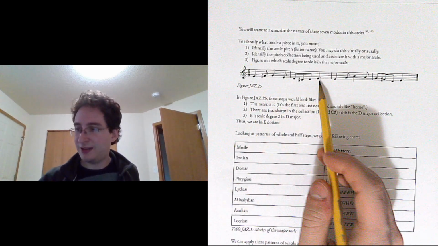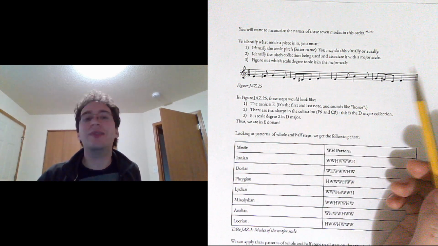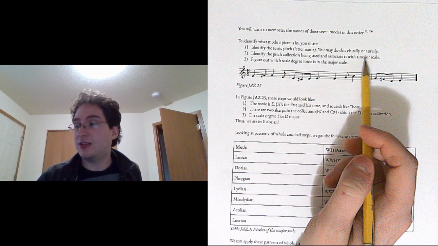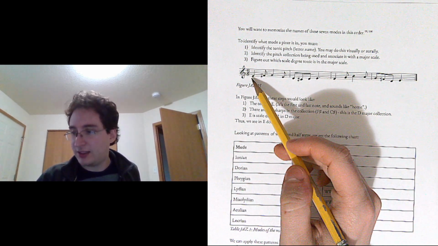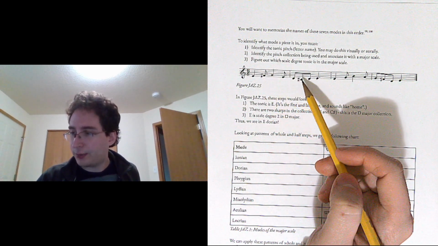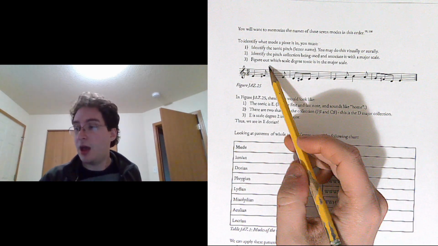It starts on E, E in the middle, E starting in the second half, E ending the second half. So the tonic's going to be E. You're going to want to identify the pitch collection being used and associate with a major scale. So here we see E and F sharp and a C sharp and no other sharps. So this major scale that has 2 sharps is D.